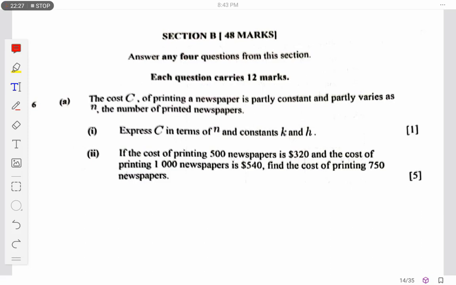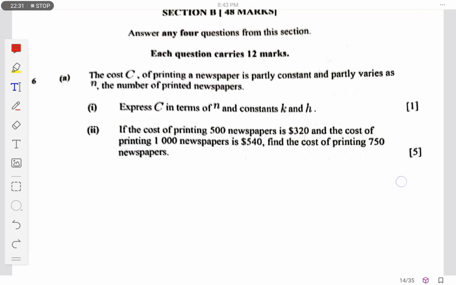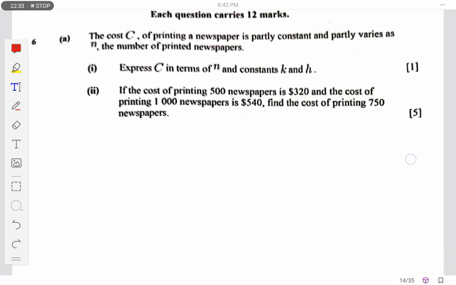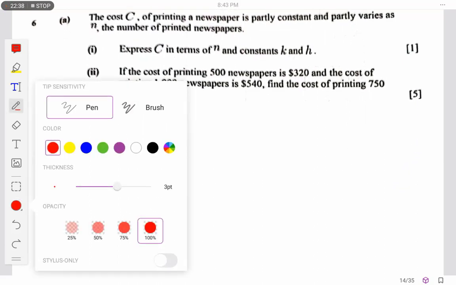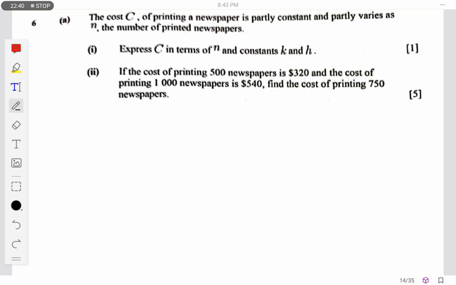Okay, so guys, let's start. This is number 6. This is variation. They are saying the cost C of printing a newspaper is partly constant and partly varies as n, the number of printed newspapers. So the first part is saying express C in terms of n and constants K and H. So we are already given the constant that they want us to use.